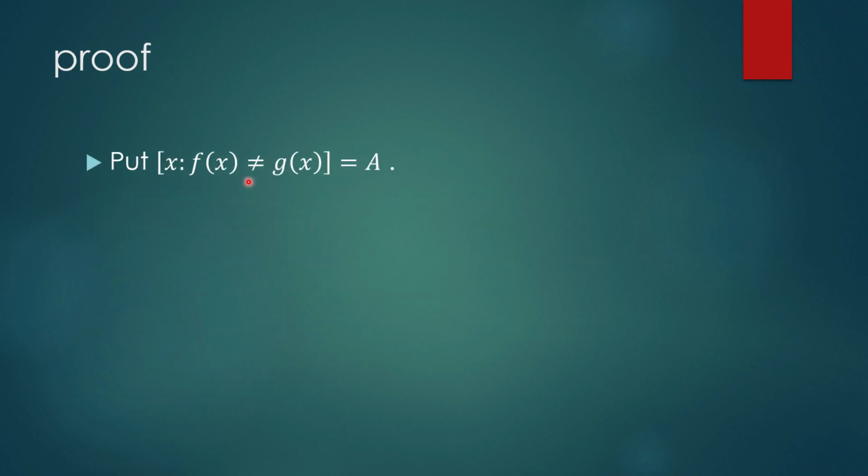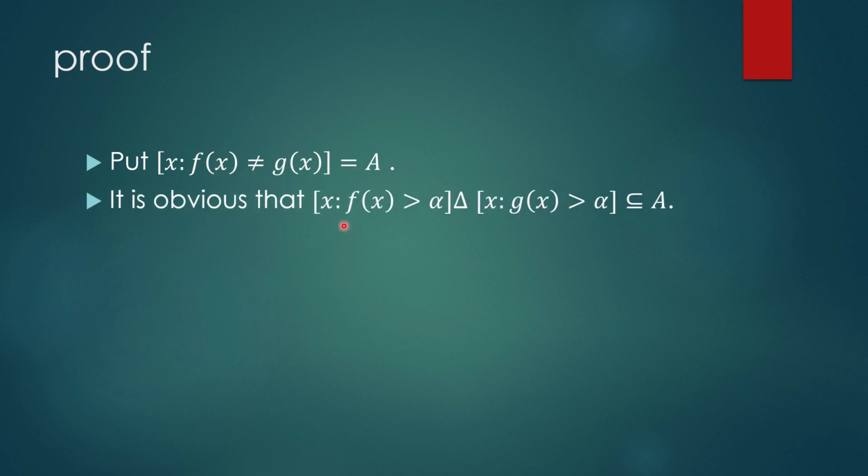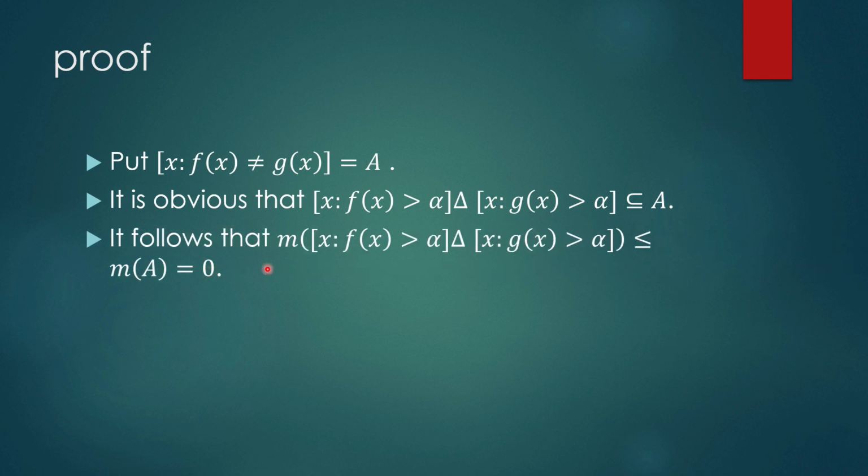Now let us put the set of x such that f(x) is not equal to g(x) equal to A. Let us call this set A. Then it is obvious that the set of x such that f(x) is greater than alpha, symmetric difference the set of x such that g(x) is greater than alpha, is a subset of A. So let us illustrate it using a picture also. It follows that since the measure of A is equal to 0 and this set is a subset of A, the measure of this set is less than or equal to 0, that means the measure of this set is equal to 0.